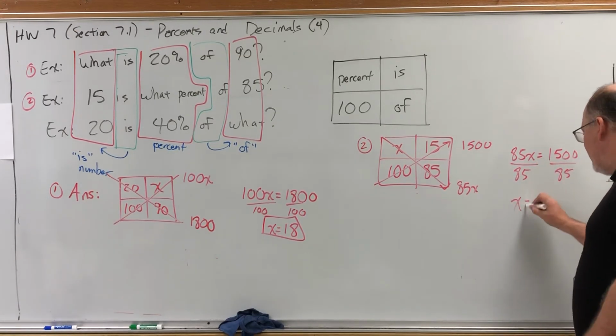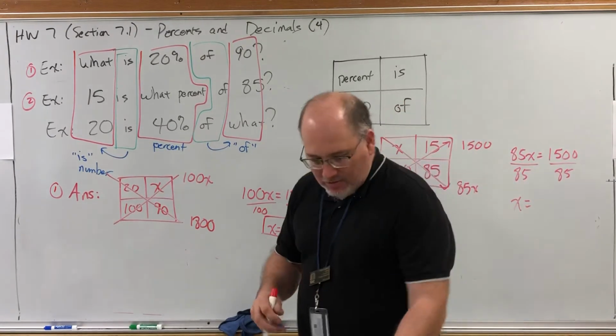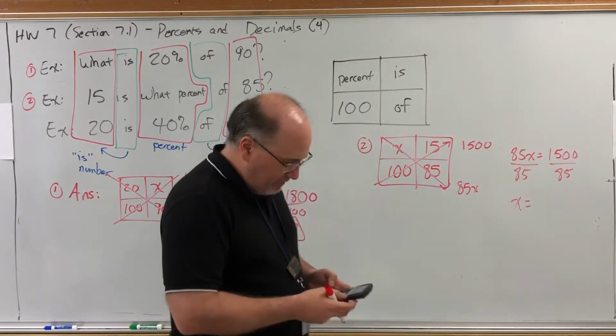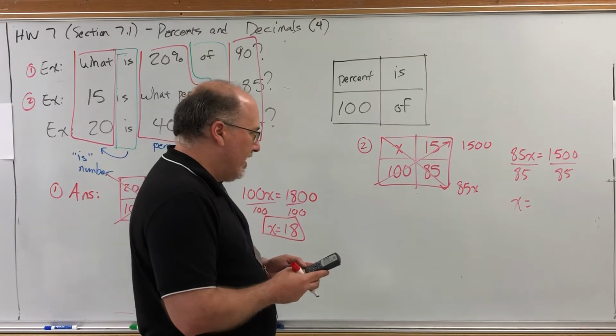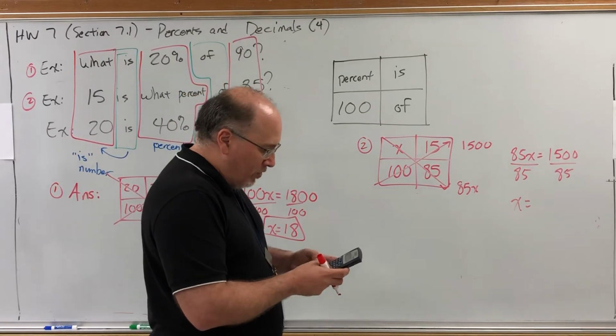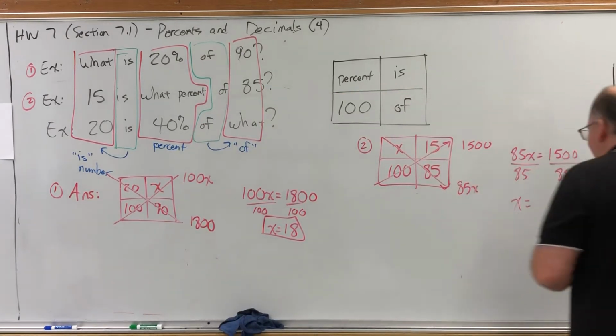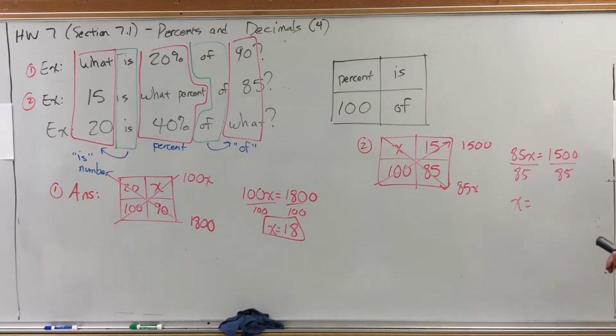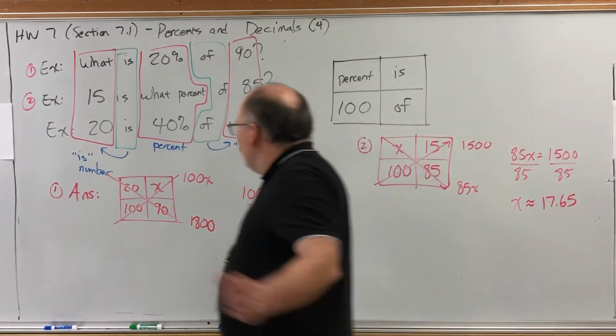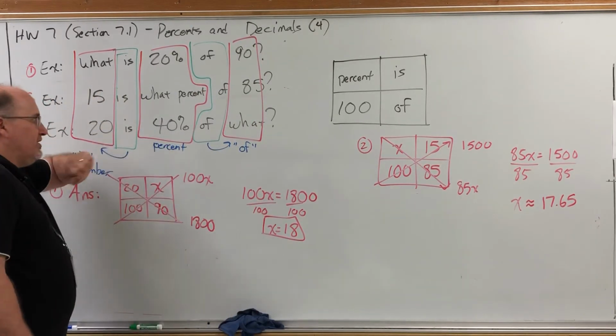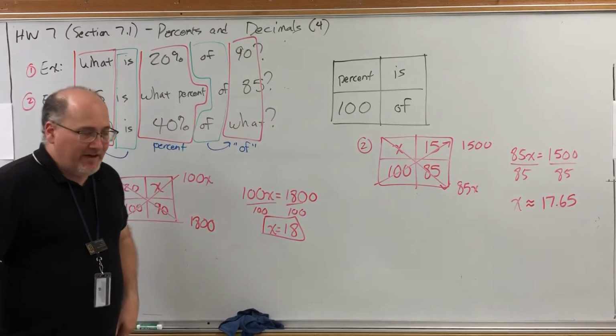And I don't think this will come out cleanly. In fact, I think it'll come out rather ugly. In the homework, they'll either ask you to use a repeating bar or round to so many decimal places. I don't know why I picked 85. But it's about, and I'm going to put the wavy equal sign, which means approximately equal to, rounded to 2 decimal places, 17.65. So 15 is about 17.65% of 85.